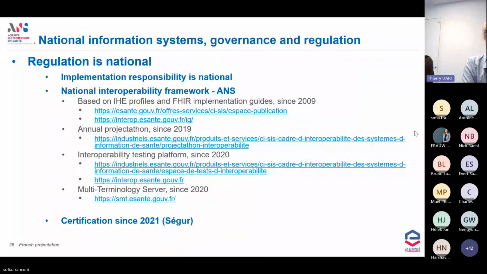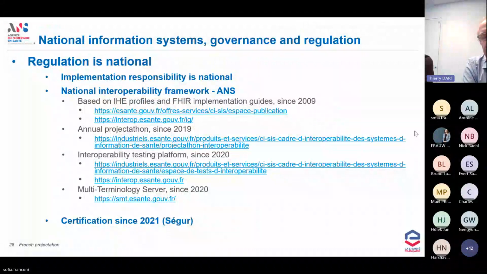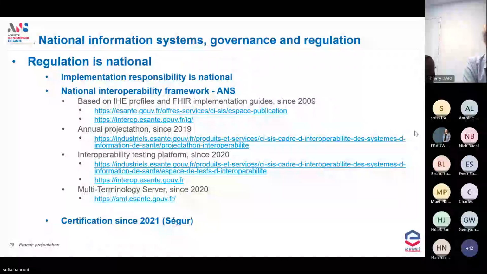We have a national projectathon, annual and national projectathon. We have also an interoperability platform, and we have also a terminology server. And we have a certification process since 2021. Next slide.